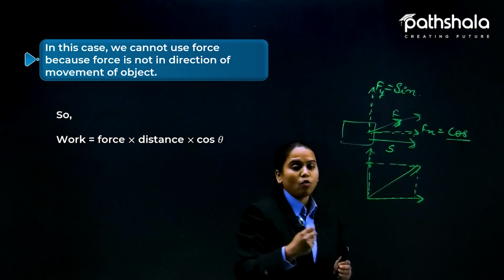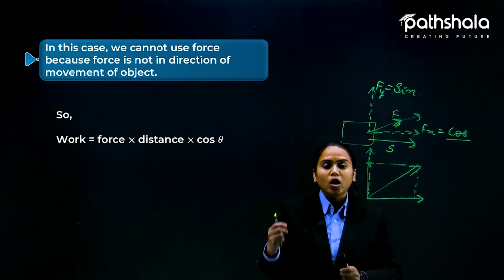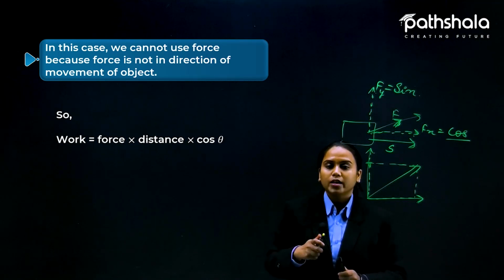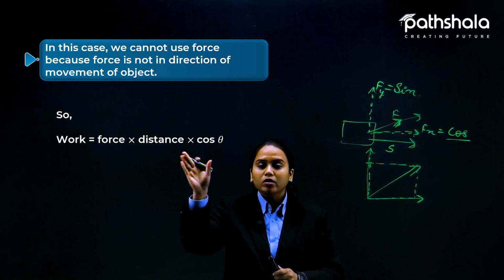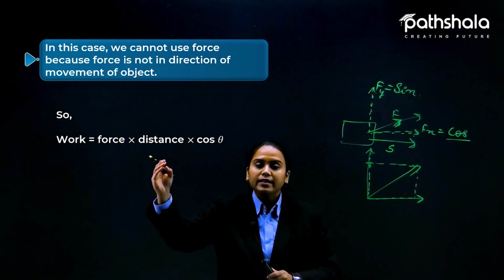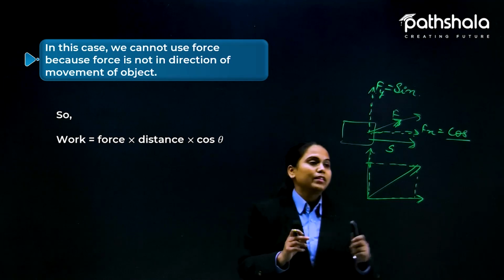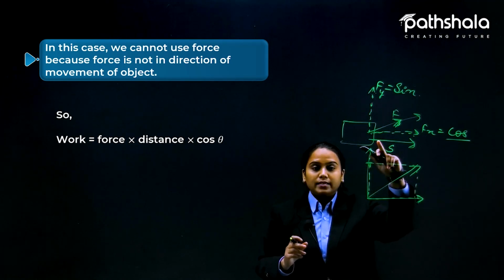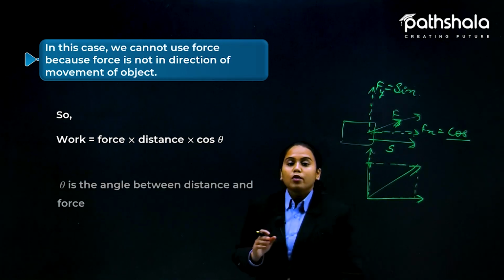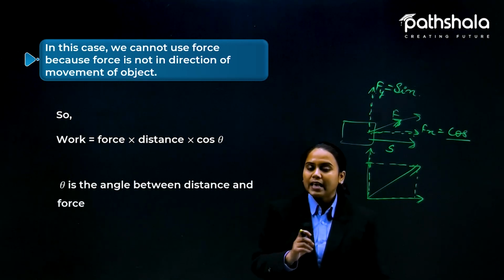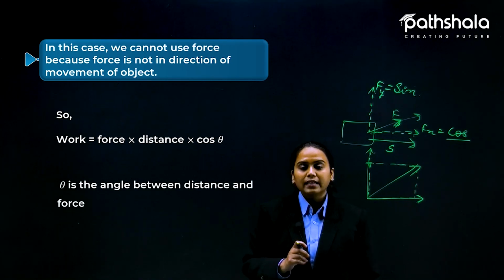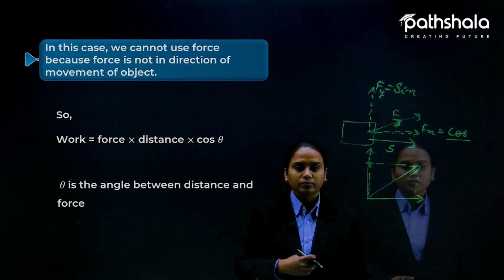Okay, now it is very easy to solve these types of questions. You don't have to do anything else. You need to learn the values of cos theta here, and the force and distance are given to you. Okay, and the theta value is in between the force and the distance. So we can say theta is the angle between the distance and the force.